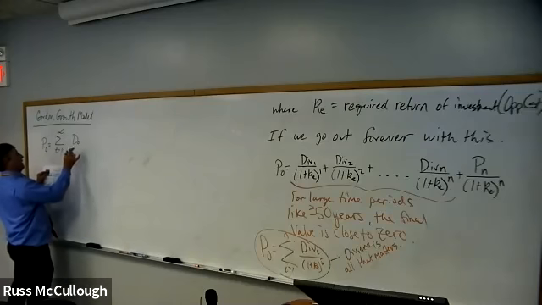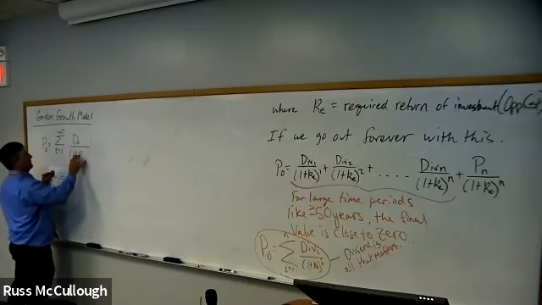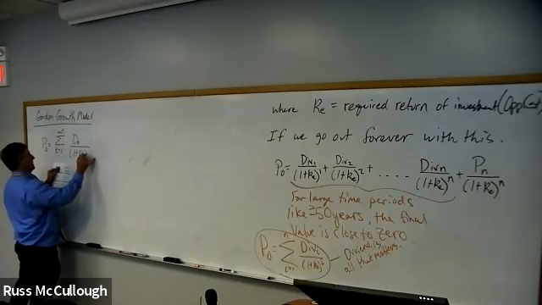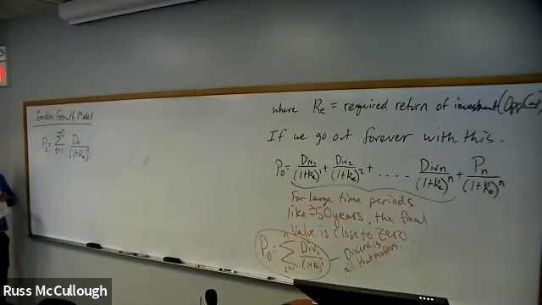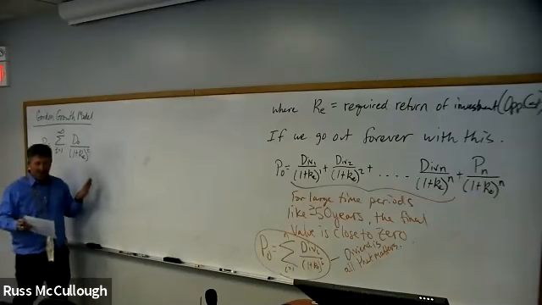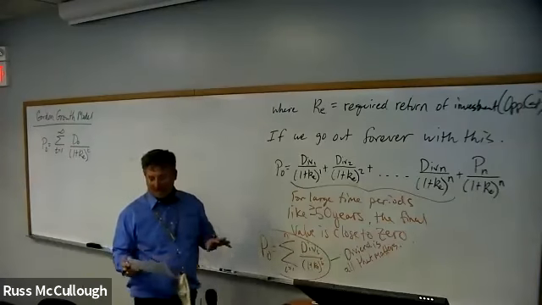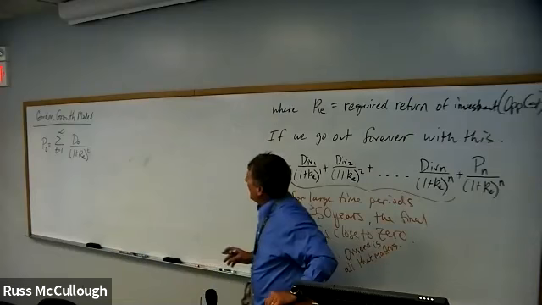D0 over 1 plus the interest rate, discounted for time period T. And I'm just stopping here for a second. I haven't given you the complete thing. That's why I had to pause a little.